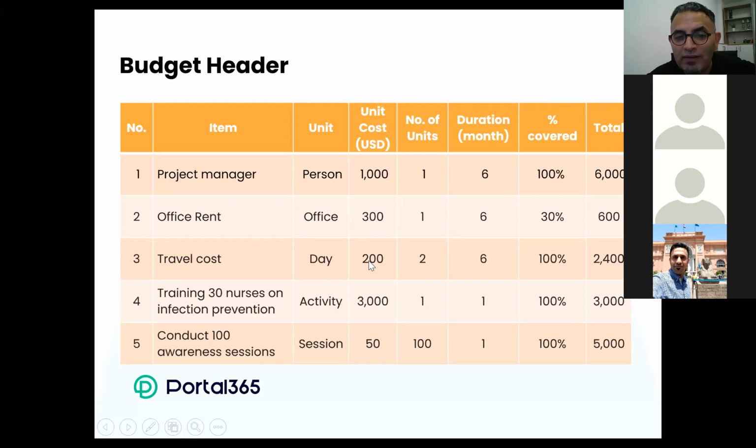So 200 by 2 is 400. By 6, with also 100% coverage, it will be 2,400 US dollars.